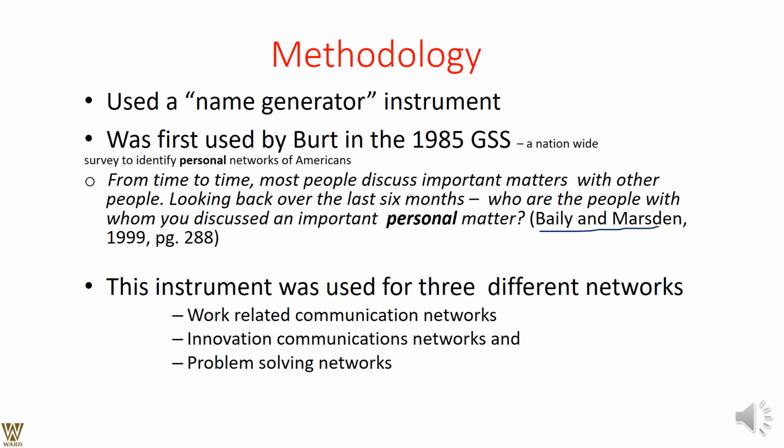So this instrument was used for three different networks. One of them was work related, the next one was innovation, and the last one was problem solving. So what are we looking at? We can do work, we can do a lot of innovation, and definitely mitigate problems with the help of this. So the instrument was used for these three different networks. Remember, we need to understand why these networks were utilized. Organizational network analysis has to be understood time and again: work related communication networks, innovation communication networks, and problem solving networks.